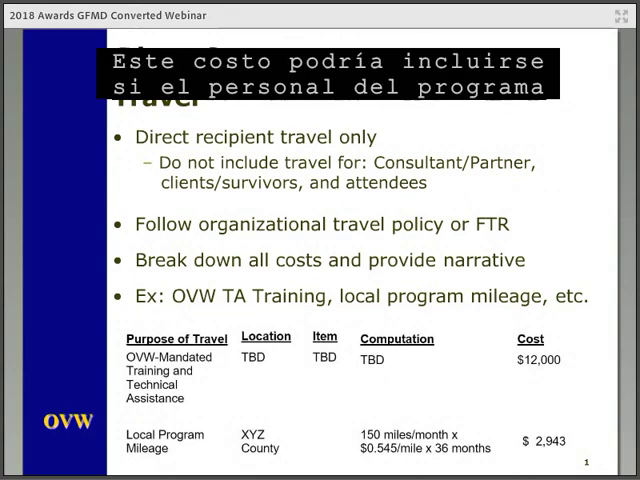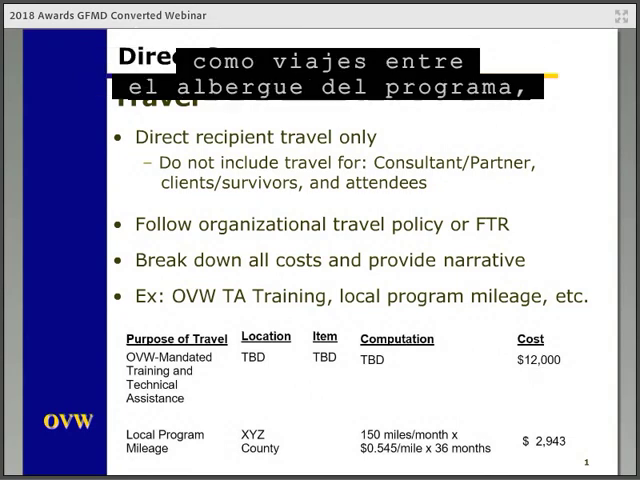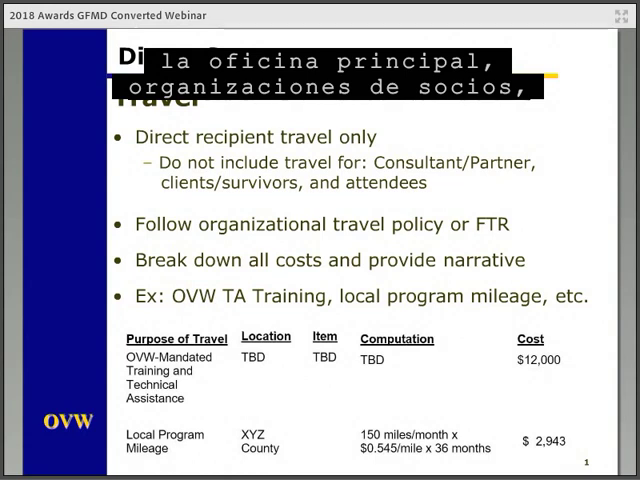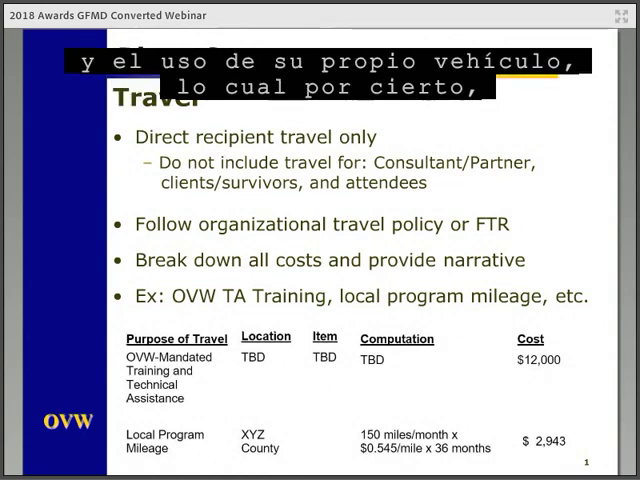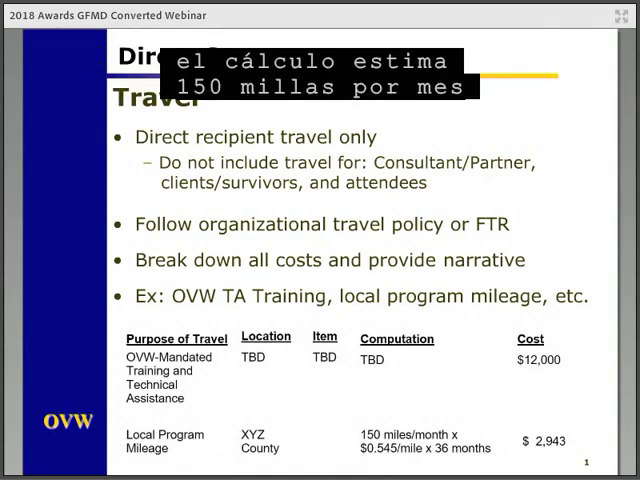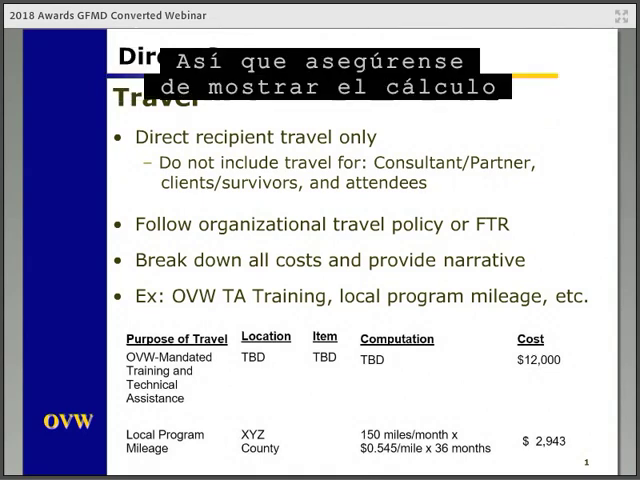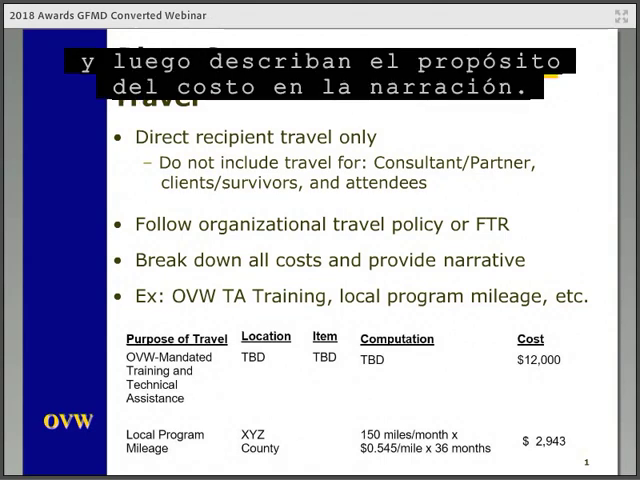This is a cost that might be included if the program staff anticipate traveling locally for project purposes, like to travel between the program shelter, main office, and partner organizations, and use his or her own vehicle, which, by the way, is exactly what you would describe in the narrative. And as you can see, the computation estimates 150 miles per month at a reimbursement rate of 0.545 cents per mile for the life of the project. So make sure to show the computation and then in the narrative, describe the purpose for the cost.